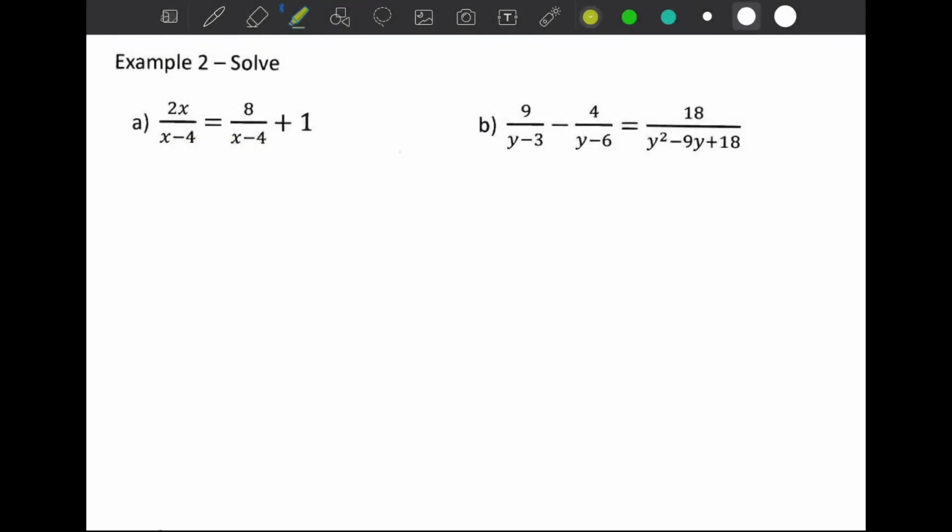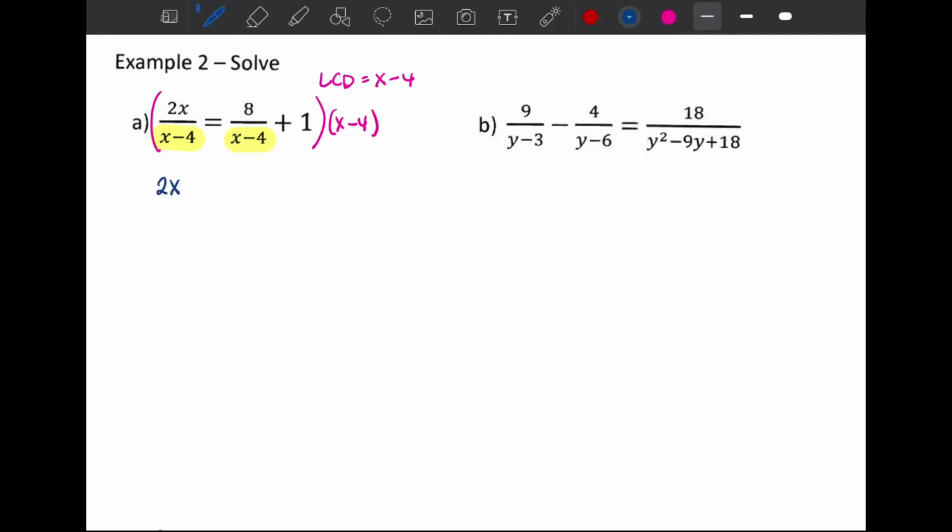Example 2, part A. We have denominators x minus 4 and x minus 4. So it looks like our lowest common denominator is going to be x minus 4. So in order for us to get rid of that denominator, let's just multiply the entire equation by x minus 4.